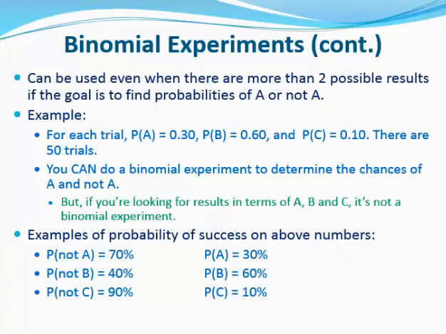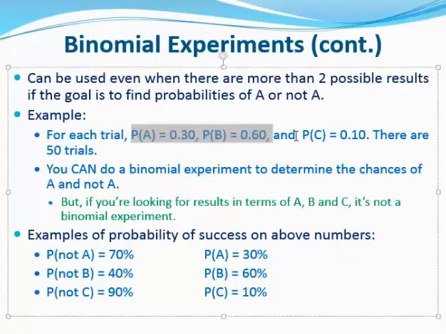are 3 possibilities. However, if you're looking for an experiment to determine is an A going to come up or is not A going to come up, or is a B going to come up or is not B going to come up, those would be considered a binomial experiment as long as you have a fixed number of trials and as long as the tests are independent from each other. Some examples based on these numbers over here.